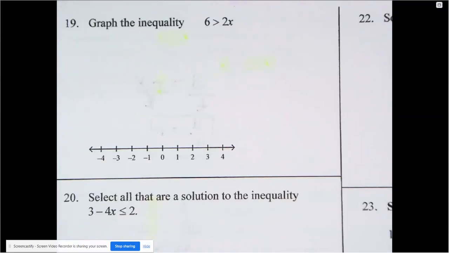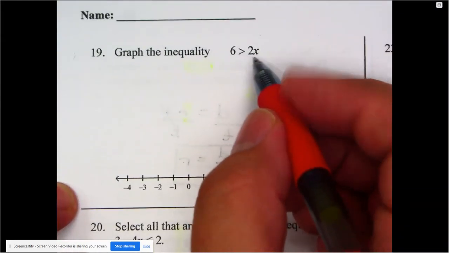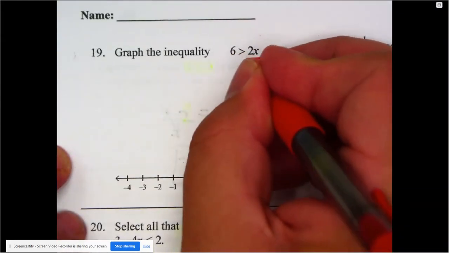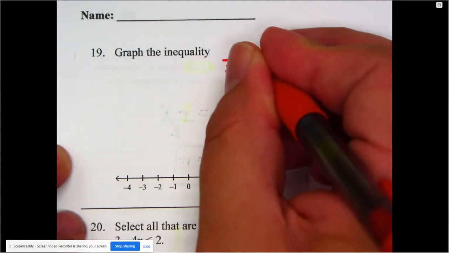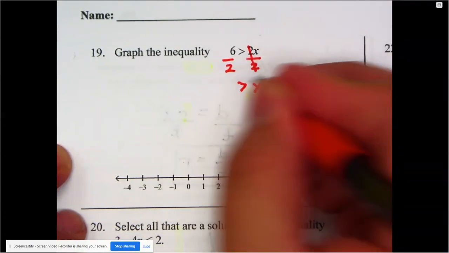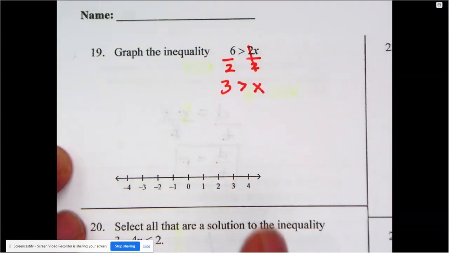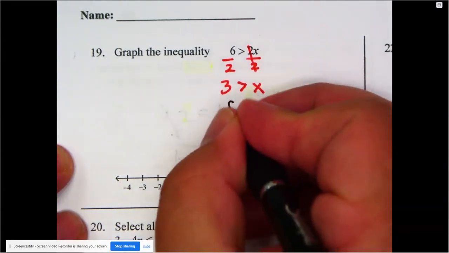Oh, and they start us off with a very simple one here. I'm just solving for x. The only way to get rid of that 2 is to divide by 2. And do I need to reverse the inequality? No, I didn't divide by a negative. But when it comes to drawing it, now that's why they're going to give you this on purpose. Don't forget, we have to fix it.